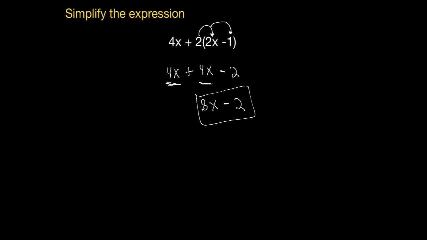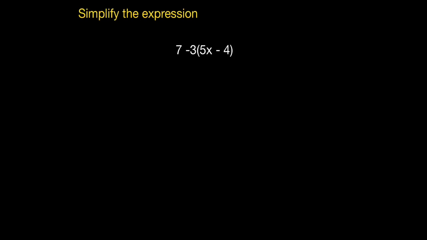Let's try a couple more. So here, now we have a negative 3 next to this set of parentheses. So this negative 3 is going to multiply to that 5x, and this negative 3 is going to multiply to that negative 4. Again, keeping in the back of our minds that the sign to the left of the number goes with the number. So this is a negative 3, not a positive 3.